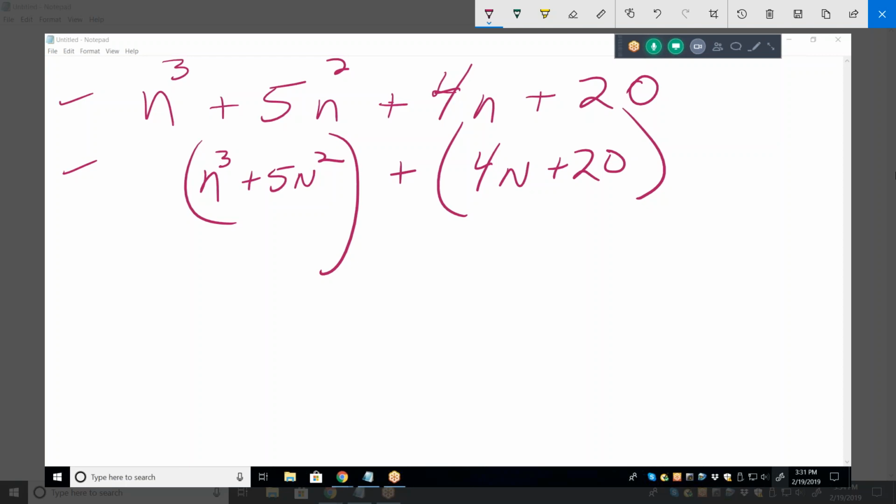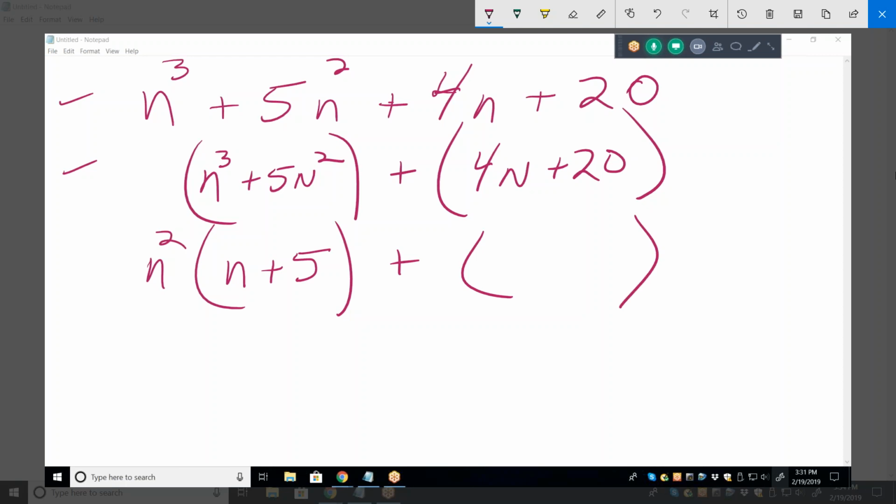Now I want you to take each set of parentheses and take the greatest common factor out. What's the greatest common factor in the first set of parentheses? n squared. What's left over? n plus 5. Okay. Do the same thing in the second. It would be 4, and then it would be n plus 5. Aha.